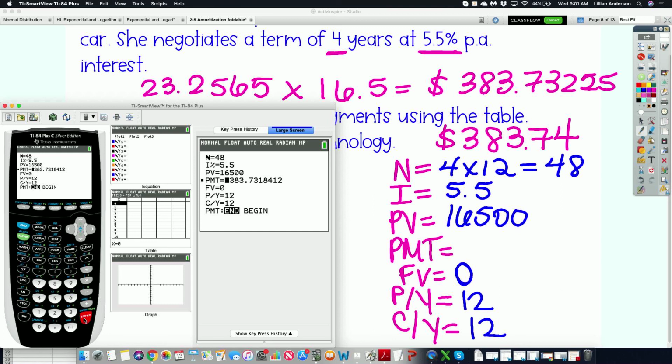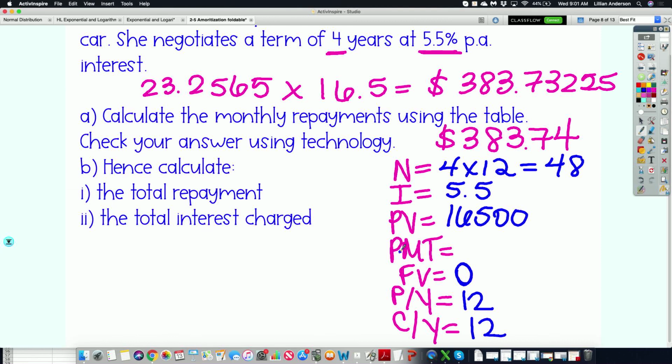So when it comes down to you writing this on your paper, yes, you'll write the negative number in this line, but your final answer is going to be positive. That's how much you're going to owe.